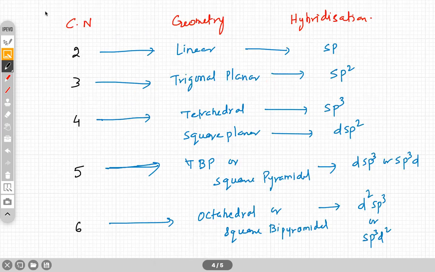Low spin means when the lower d orbital is involved, then it is a low spin complex. Just the term we use. When the inner shell d orbital is involved, it is a low spin complex. When the outer shell 4s, 4p, 4d is involved, it is a high spin complex.